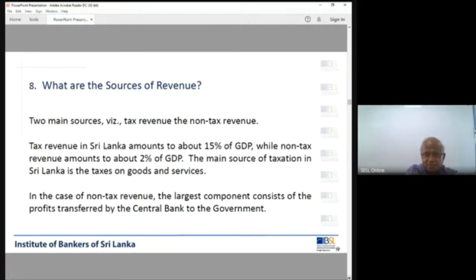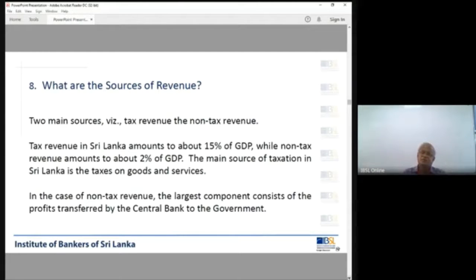The tax department, the Inland Revenue Department, the customs, government railways, postal department, all of them can't use these funds. Their annual earnings should all come to this one. Through the consolidated fund, they can get their expenses. So two main sources: tax revenue and non-tax revenue.